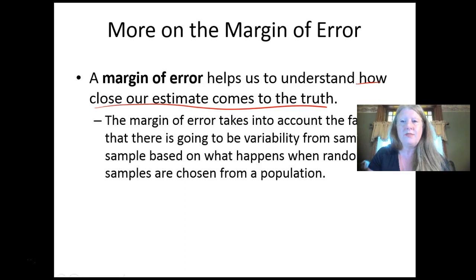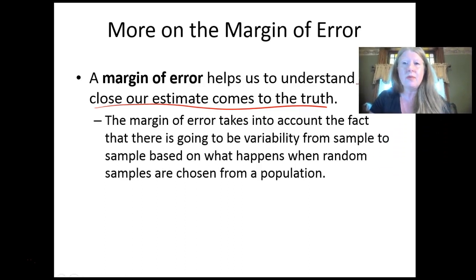So just very formally, this is from your textbook, the margin of error takes into account the fact that there's going to be variability from sample to sample based on what happens when random samples are chosen from a population. So again, the margin of error takes into account random sampling error. It takes into account sampling variability. That's all it takes into account.